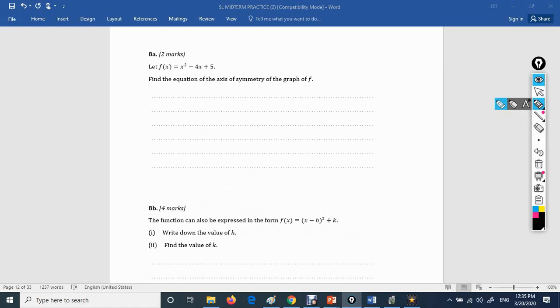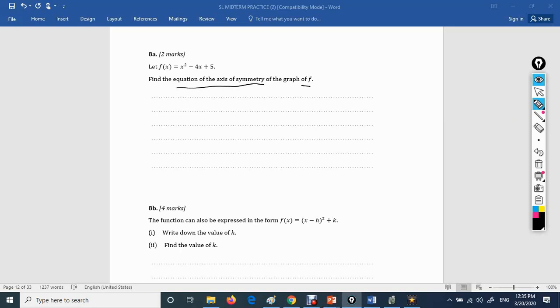Okay, so now I'm going to work on questions 8a and 8b. We're pretty familiar with these because we actually have already done some evaluation, and probably this question is repeated from the past, but we'll do it anyway. So it says let f of x equals x squared minus 4x plus 5. Find the equation of the axis of symmetry of the graph of f.